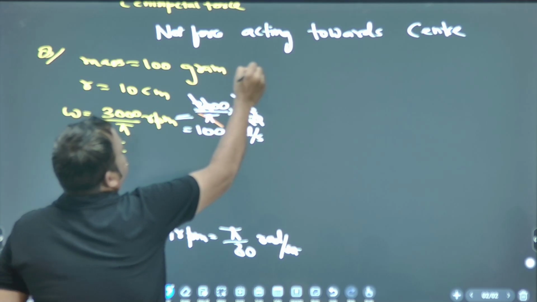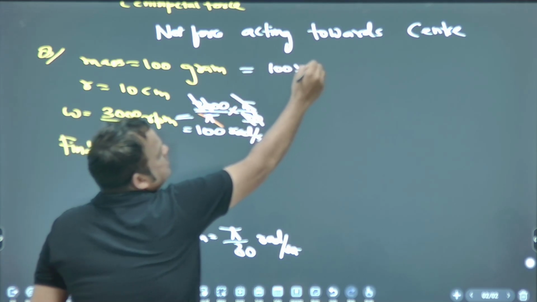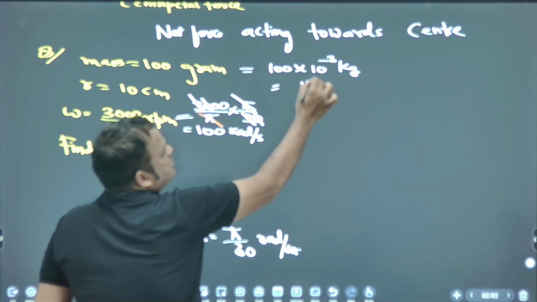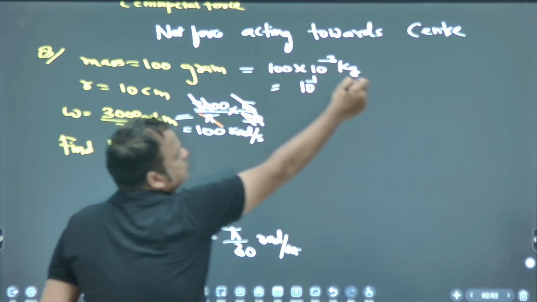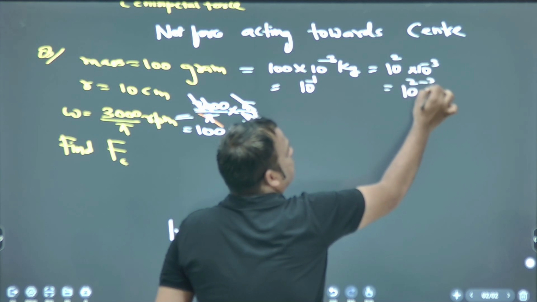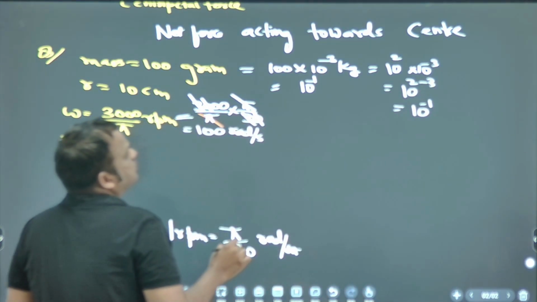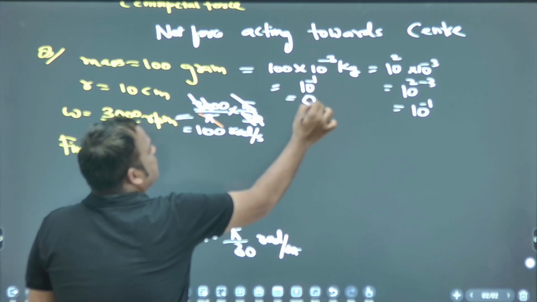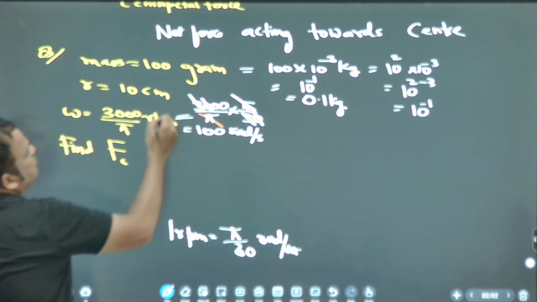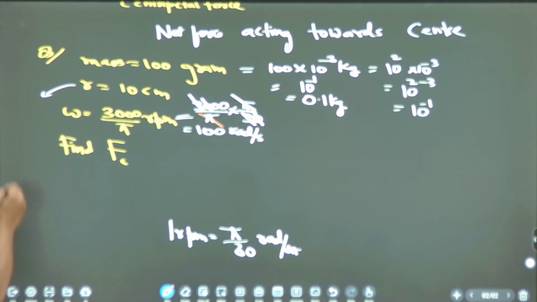Mass, convert mass into kg. 1 gram means 10 raised to minus 3 kg. So this will be 10 raised to 2 into 10 raised to minus 3, which is 10 raised to 2 minus 3, so 10 raised to minus 1. You can also write 0.1. 10 raised to minus 1 means 1 by 10, so 0.1. Radius, what is the radius? 10 centimeter means 10 into 10 raised to minus 2, so 10 raised to minus 1. Again 0.1, correct?